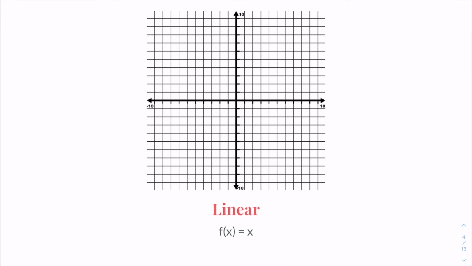Next, we have our parent linear function, f of x equals x. So this goes through the origin, and we have a slope of +1.